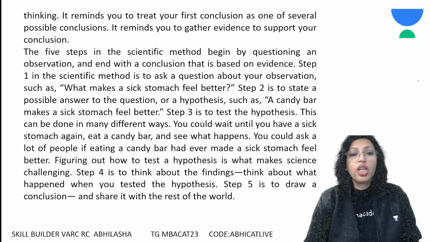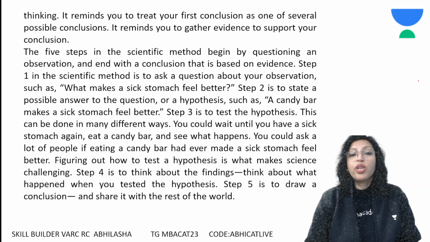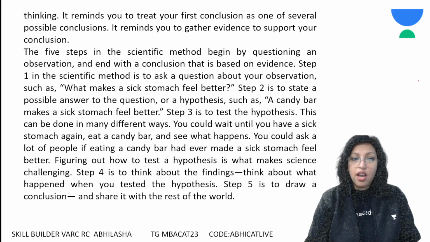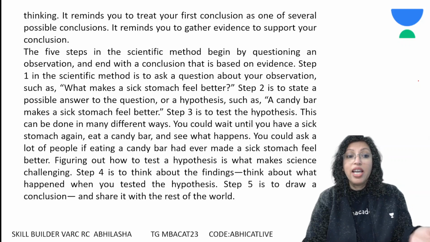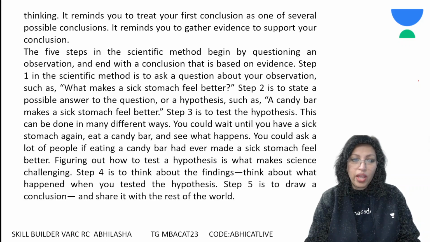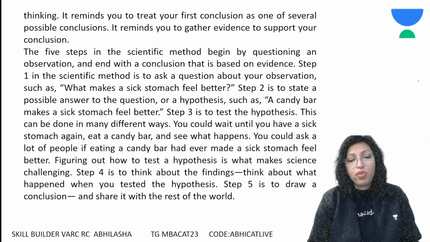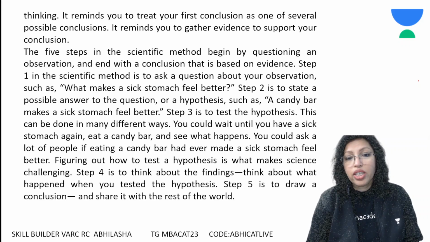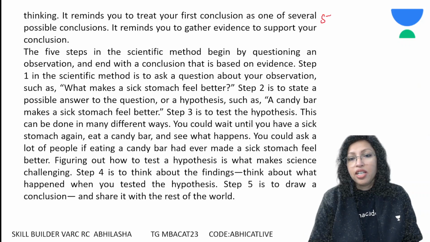It reminds you to treat your first conclusion as one of several possible conclusions. It reminds you to gather evidence to support your conclusion. So scientific thinking tells you that your first conclusion is a possibility. We need evidence to support that conclusion. Then the next paragraph says the 5 steps in the scientific method begin by questioning and observation and end with a conclusion that is based on evidence. So here that means in the scientific thinking method, there are 5 steps. Okay, beautiful. Now we are talking of 5 steps.